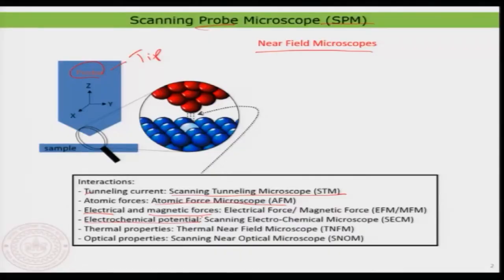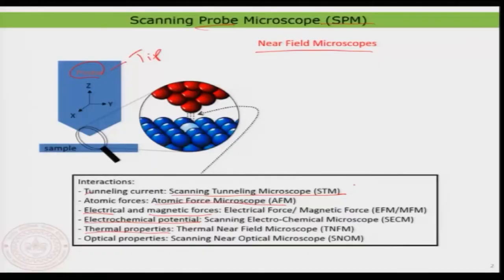Then one can also measure electrochemical potential that is acting between the tip and the surface, or you can measure thermal properties or temperature difference between the tip and the sample. You can also measure optical properties. There are many, many things that you can measure from the surface using a tip, but the design of the tip is definitely going to be different depending on what you are going to measure. Therefore, each of them is in itself an interesting topic to study.